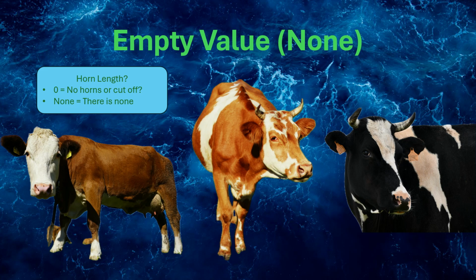But if you have None, then you know she doesn't have horns. So in this case, you could give None if she doesn't have horns, or you give 0 if the horns were cut off, for example. And this makes things more clear. Generally, there are a lot of cases where you really would like to have a None value. So most programming languages have one.